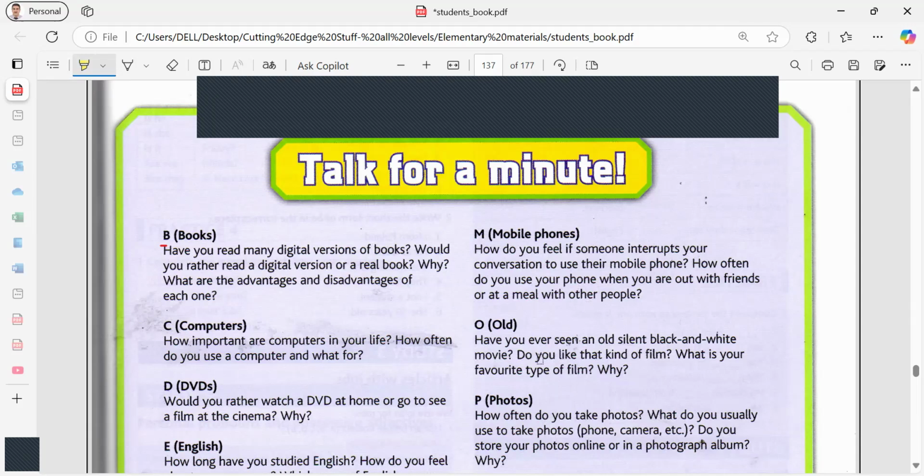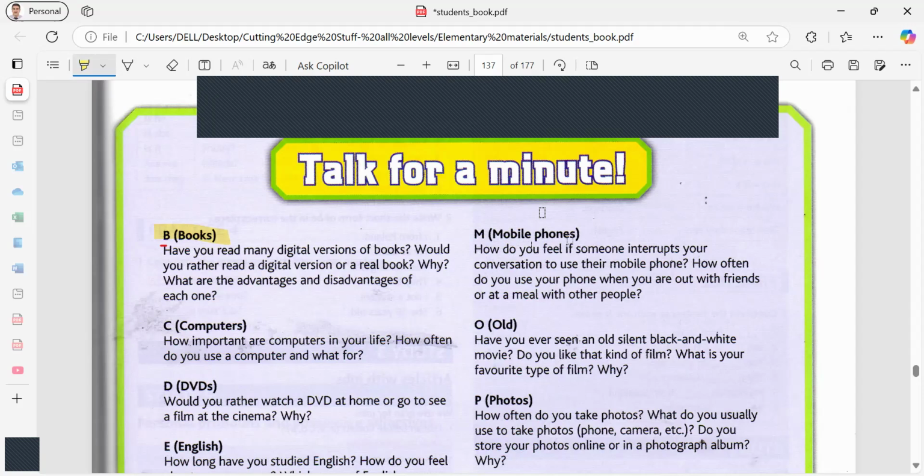I'm going to choose B. What are the questions for the letter B? B is books. Books. Okay, right. Where do I start? Okay. Copyright Pearson Education Limited, 2013. So again, has she answered all the questions in a minute?